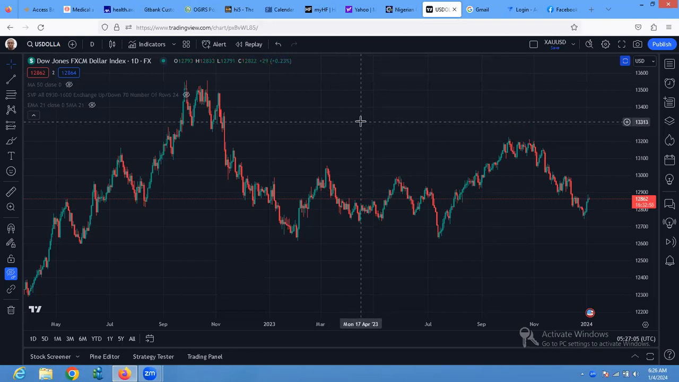Today is the 4th of January 2024, a Thursday. So we are looking at US dollar index. We're going to go through US dollar index, DXY, Euro dollar, and gold.